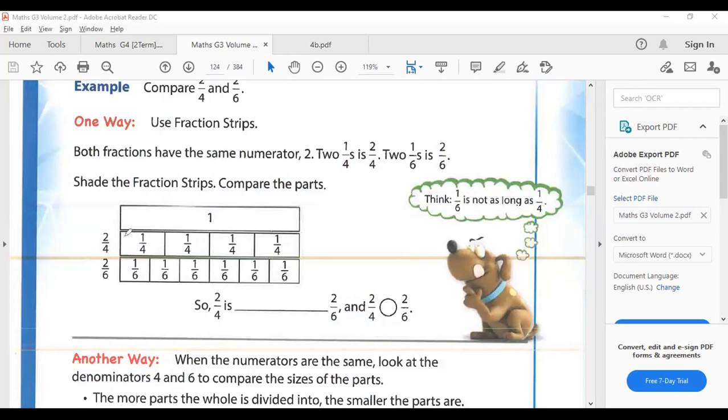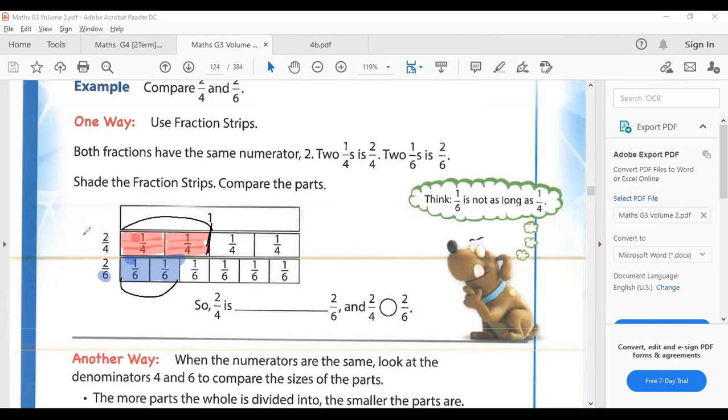Parts, they are 6. We're going to divide it into 6 parts. How many parts here? It is 2, just 2 like this. So we're going to shade 2 parts only. So which one is greater? Of course, you can clearly say that the red part, or the red share, is greater than the blue share.